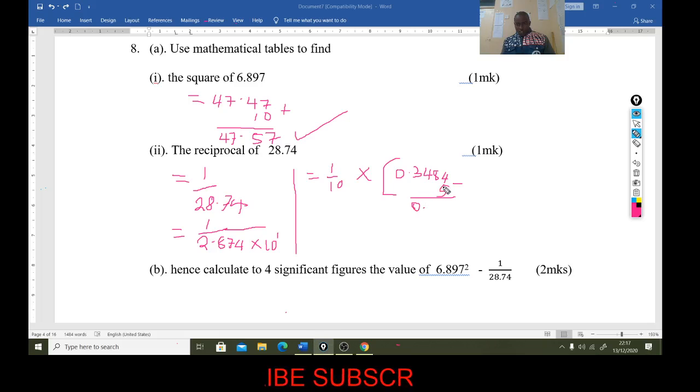Remember, this is 0.0005. So do not subtract using a calculator directly 0.3484 minus 5. If you do that, you get a wrong answer. But if you do 0.3484 minus 0.0005, then you get the answer 0.3479.